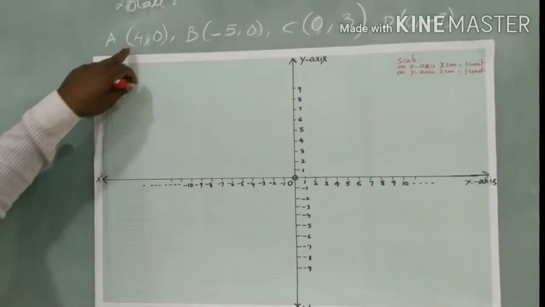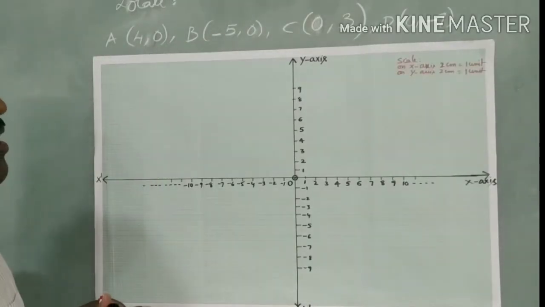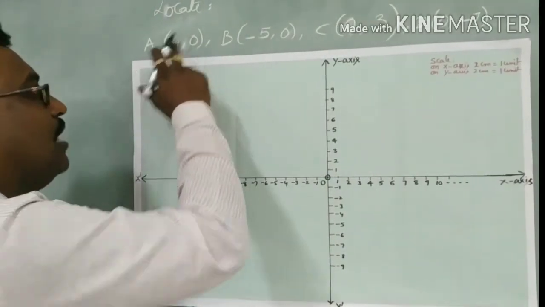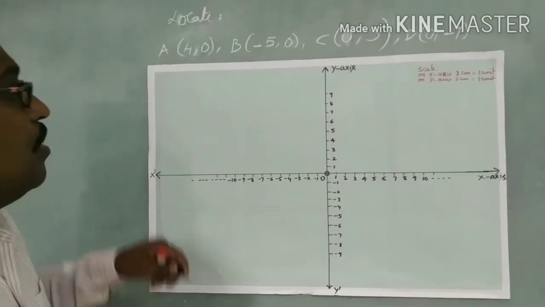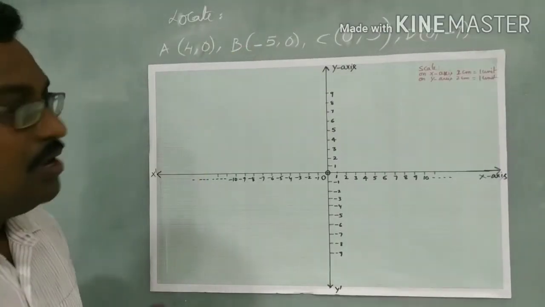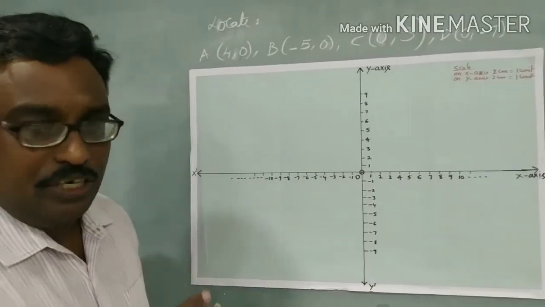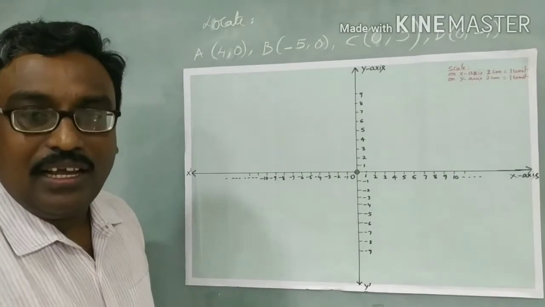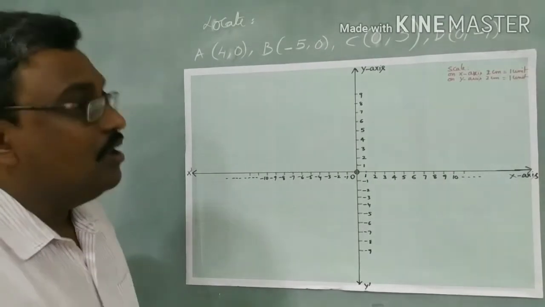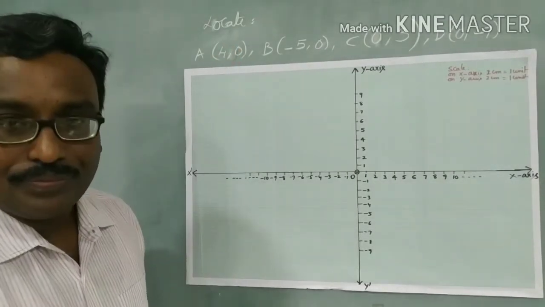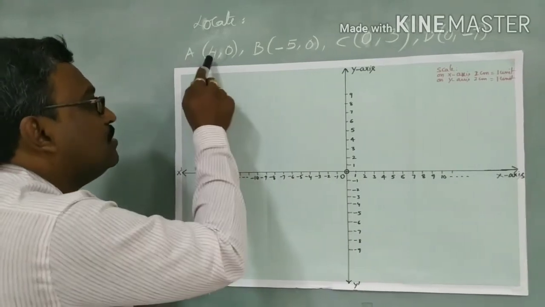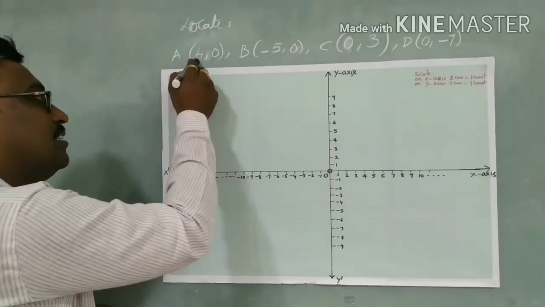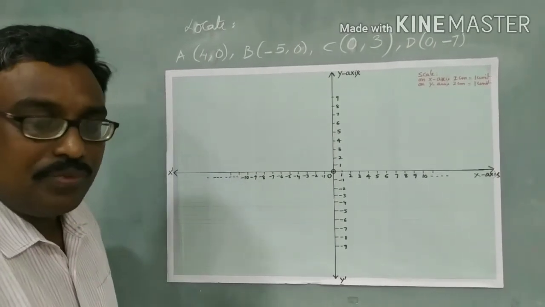Now, we'll locate these points. In the previous question and this question, if you observe, in the x coordinate and y coordinate, they are complete numbers. Now, I introduced 0 here. The first one is 4 comma 0. So, x is 4, y is 0.